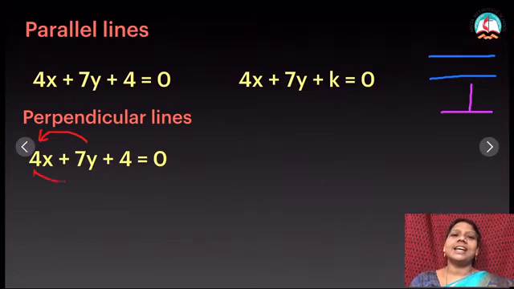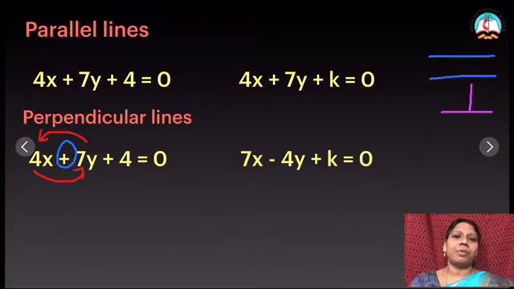First thing is, I have to interchange the coefficient of x and y. If I interchange the coefficients, then the coefficient of y is 7, so it becomes the coefficient of x. Then I will get 7x. The coefficient of x is 4. Therefore, y gets the coefficient 4, so I will get 4y. But what else do I have to do? I have to change the sign of y. Therefore, my equation will be 7x minus 4y plus k is equal to 0.